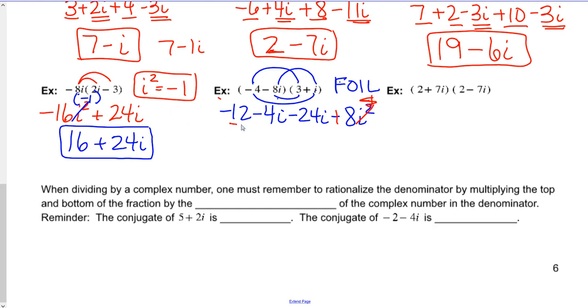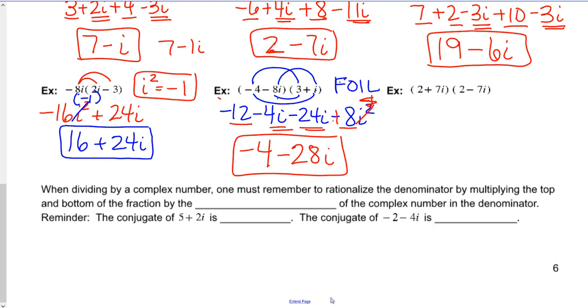All right, let's combine our real parts and let's combine our imaginary parts. So the real parts come first. -12 plus 8. I owe you 12 and pay you 8. I still owe you 4. Check that with your calculator if you need to. -4i minus 24i, so same sign. Add those two numbers and give the answer the same sign. So I get a -28i as the imaginary part. And that's my final answer for that one.